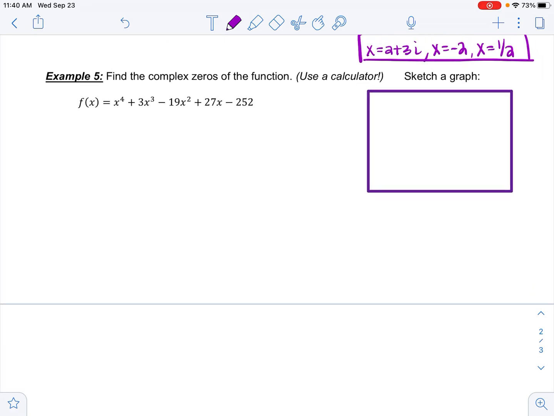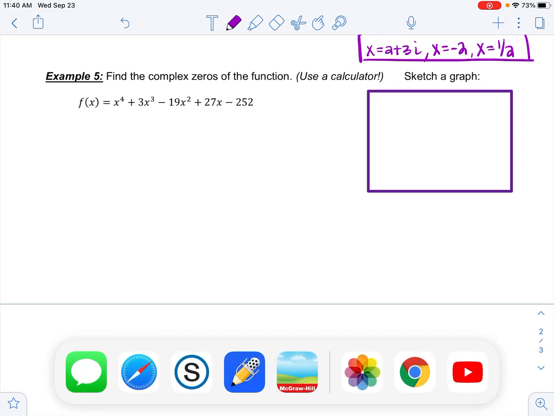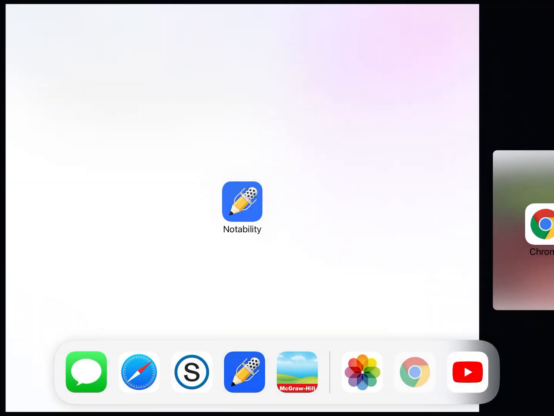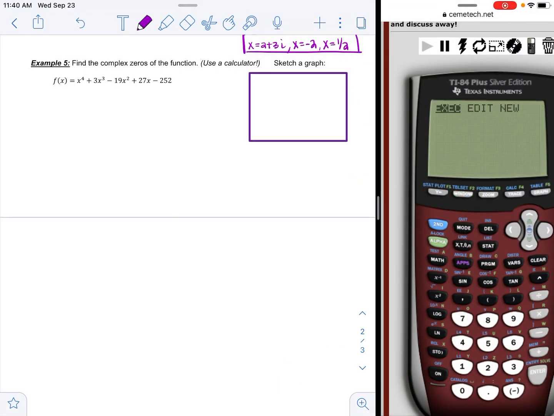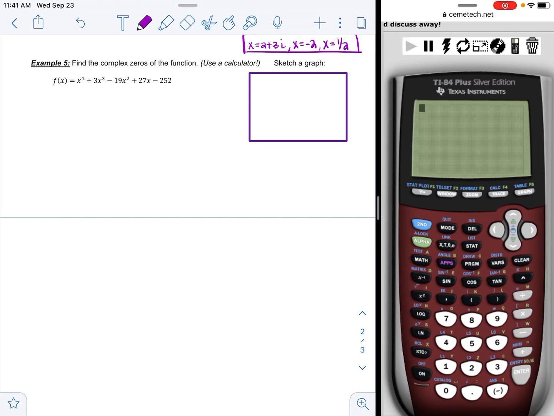Okay, and the last one: find the complex zeros of the function. Use a calculator, sketch a graph. All right, so we are going to go ahead and pull up our calculator here. So go ahead and get your calculator out. If you have to pause the video to go grab yours, do it. Okay. You can see the whole thing now.